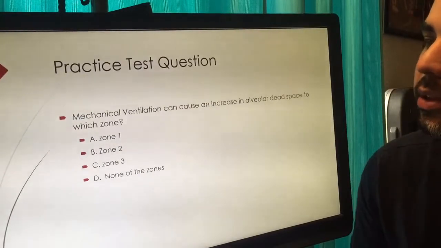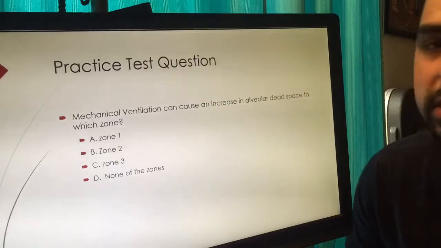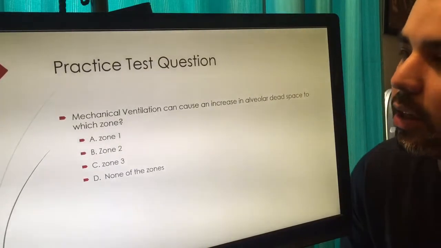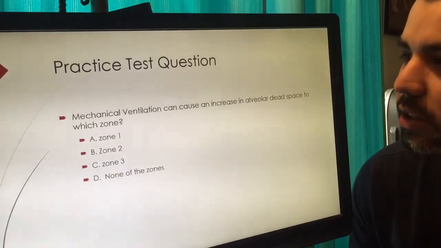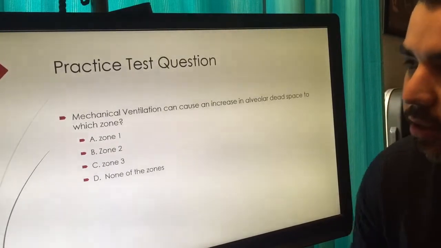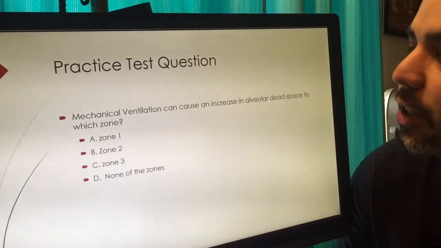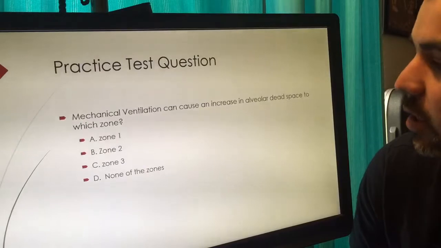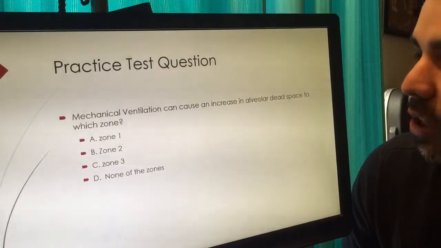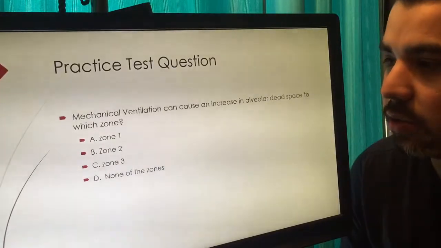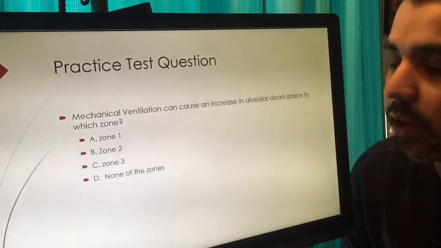Mechanical ventilation can cause an increase in alveolar dead space. To which zone? So let's look at this question. In a way, it's giving out a true statement, but it also wants us to finish that true statement. Mechanical ventilation can cause an increase in alveolar dead space. It can. To which zone, though? Is it going to be in zone 3, 2, 1, or none of the zones?